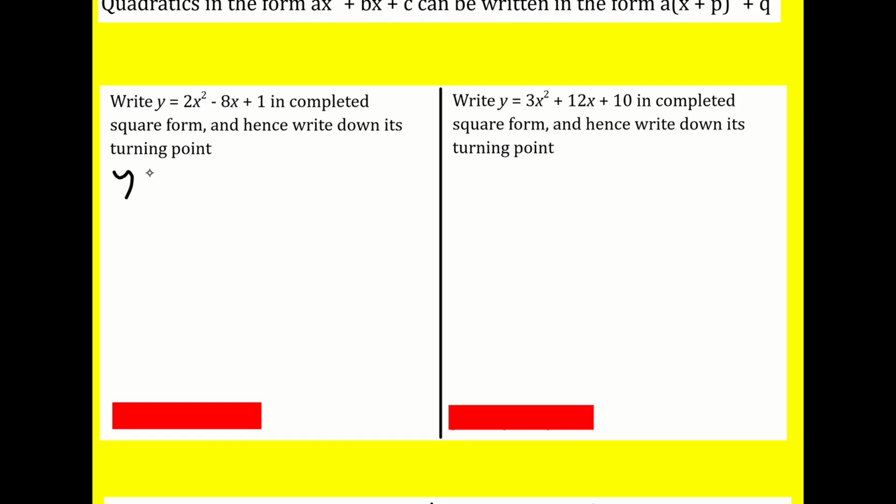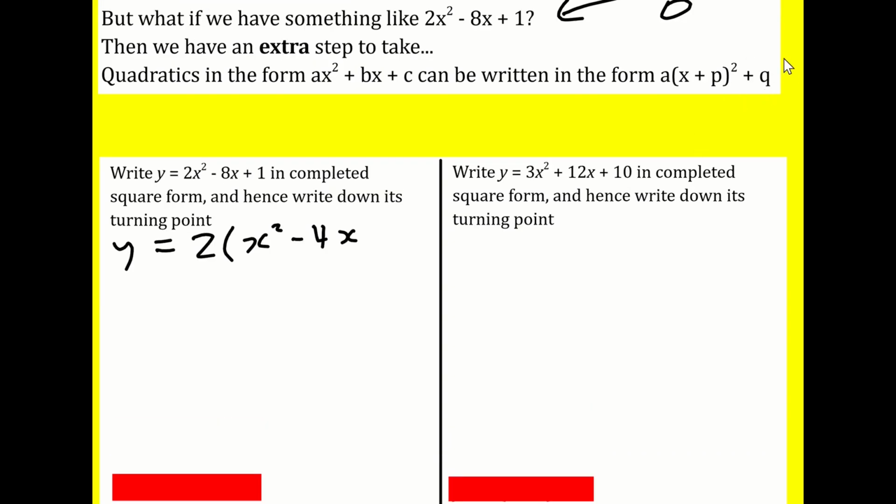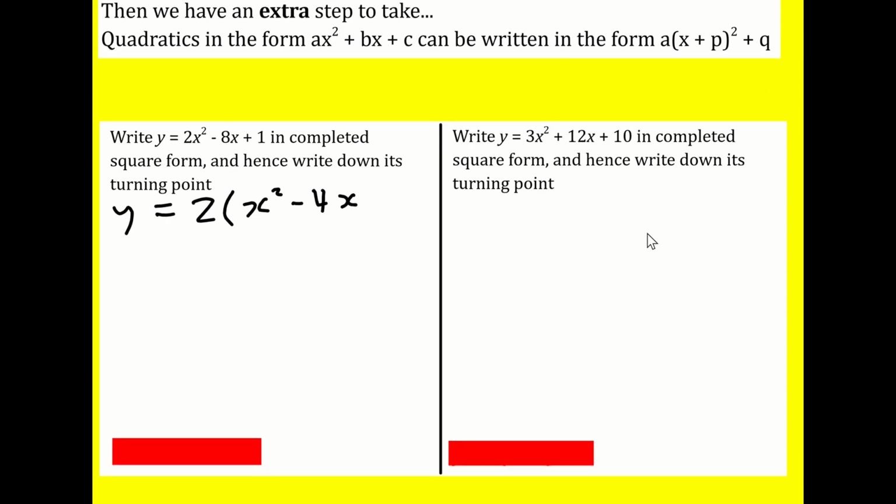Right, here goes. So when I get 2x squared minus 8x plus 1, the first thing we should do is factorize out the 2. Now I can't factorize out the 2 easily from 1. You could write a half inside the bracket, but if you notice, in completed square form we've always got the constant at the end by itself. It's absolutely fine to ignore it and just put it as plus 1 like that.